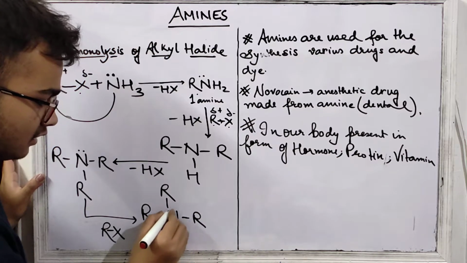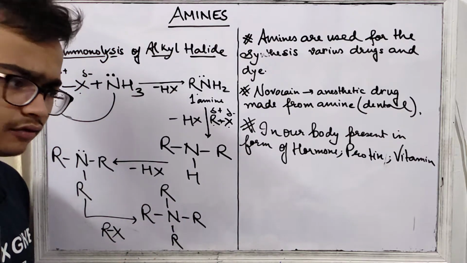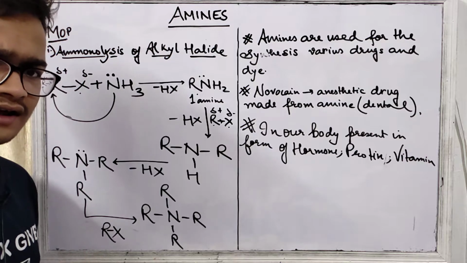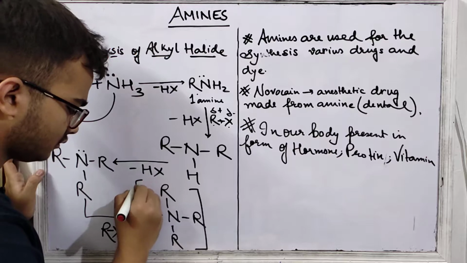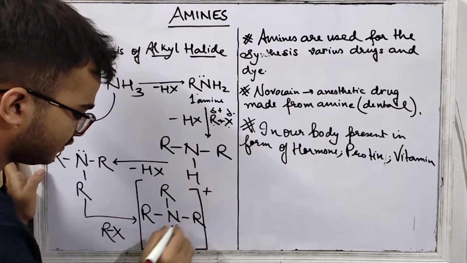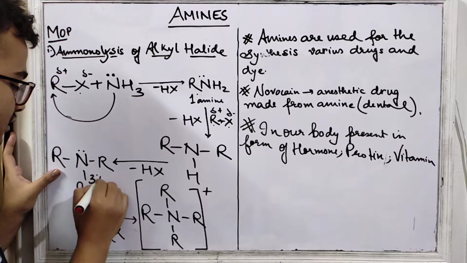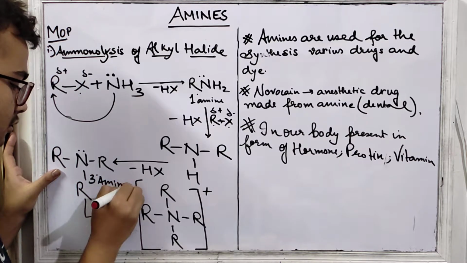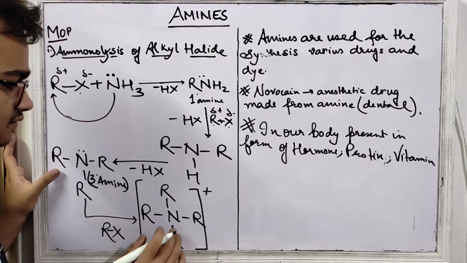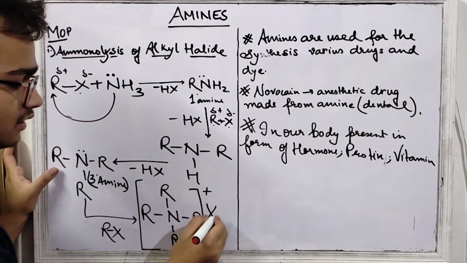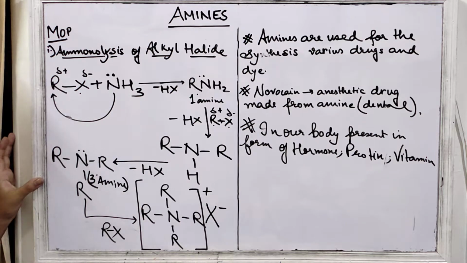Now since the nitrogen is losing the electron, or donating the electron to accept the alkyl halide, an entire plus charge will be created over here, right? And since this time there is no hydrogen in the 3-degree amine, the halogen will get bonded with this and form a salt-like structure. This is called the quaternary ammonium salt.